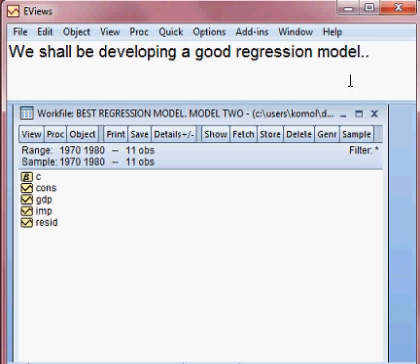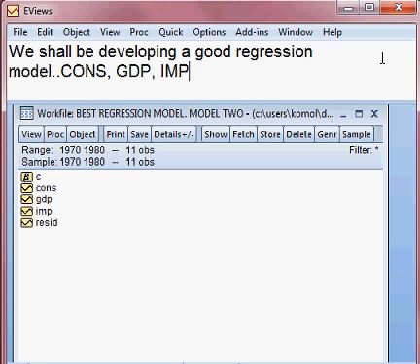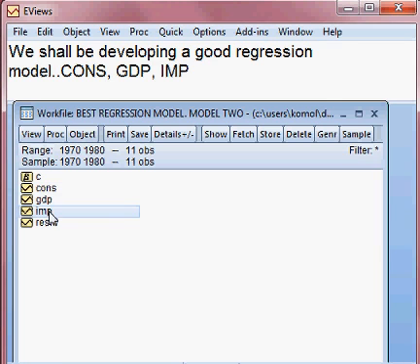And here we have taken a few variables such as consumption, that is our first variable, and we have taken the second variable, that is GDP, and the third variable is import. We have taken these 3 time series variables to estimate a good regression model, and the variables are here. You can see consumption, GDP, and import.